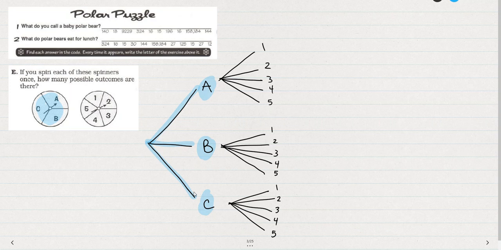After we spin an A, the second spinner could land on any number 1 through 5. So after the first spinner lands on A, we might get a 1, a 2, a 3, a 4, or a 5. And then same thing for the B. After we spin a B, it could be 1, 2, 3, 4, 5. After you spin a C, 1, 2, 3, 4, 5. Now this diagram is called a tree diagram.